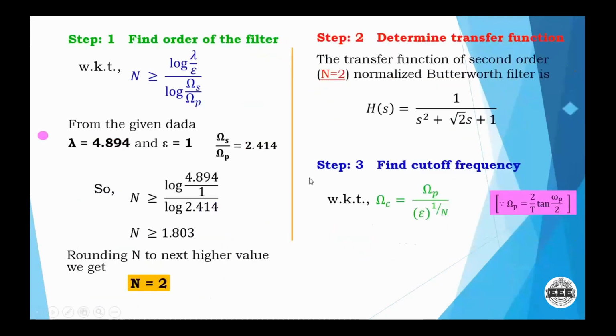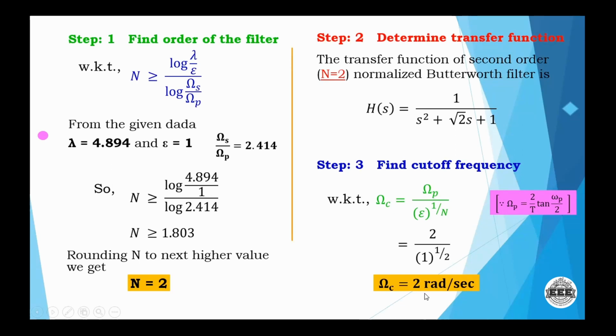If we substitute pi by 2 here, we get that omega P value is 2, and epsilon value is 1. So what is the n value? N equal to 2. Therefore we get that the cutoff frequency value is 2 radian per second. So the third step has been completed.